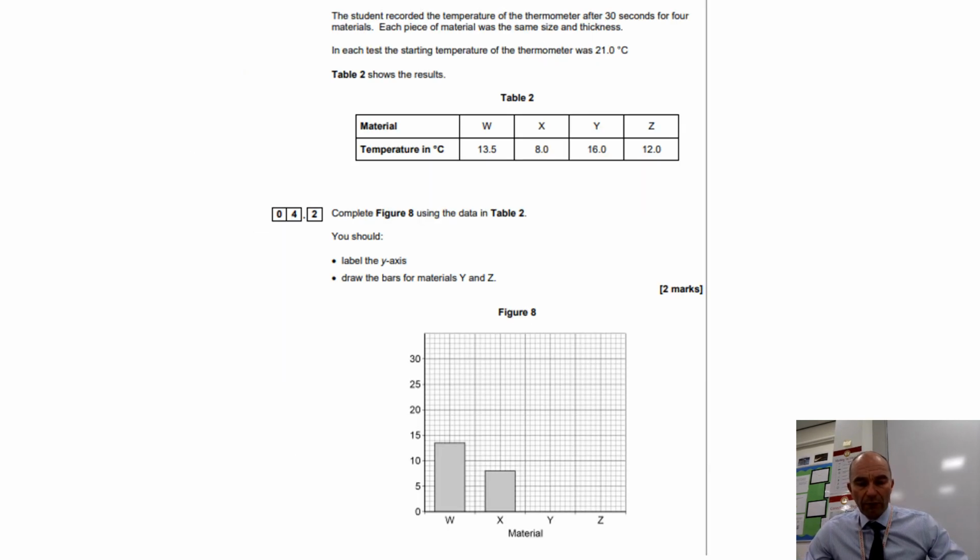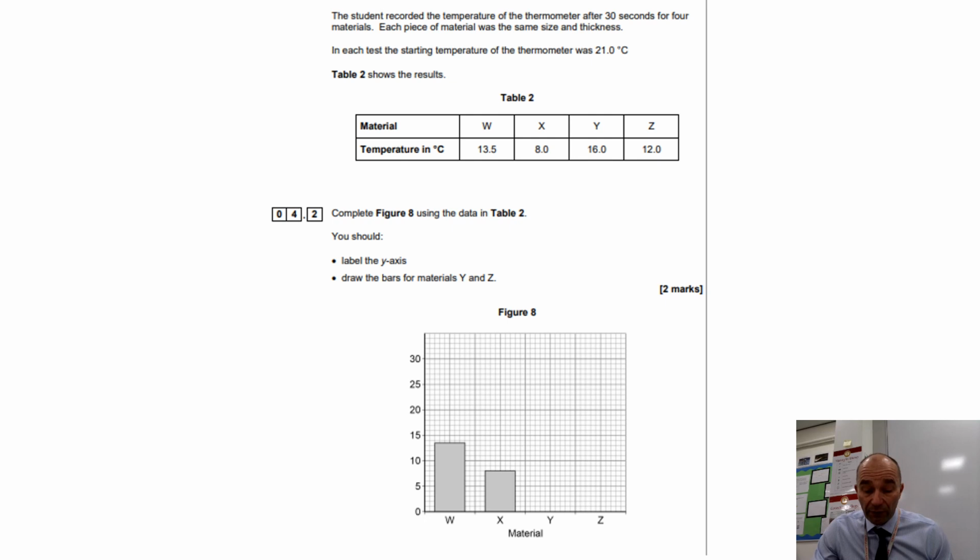Now, this one we've got different materials being tested, and all the materials were the same thickness, and what we've got here is the starting temperature was 21 degrees centigrade, and then we've got the results in the table with the 4 different materials. Now, you've got a bar chart to fill in here. You should be looking at this as the easiest 2 marks that you're going to pick up in your exam.